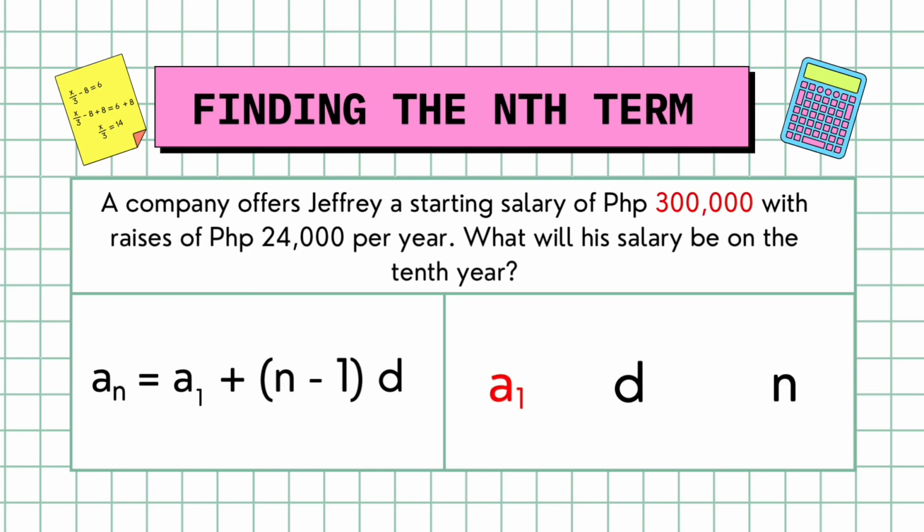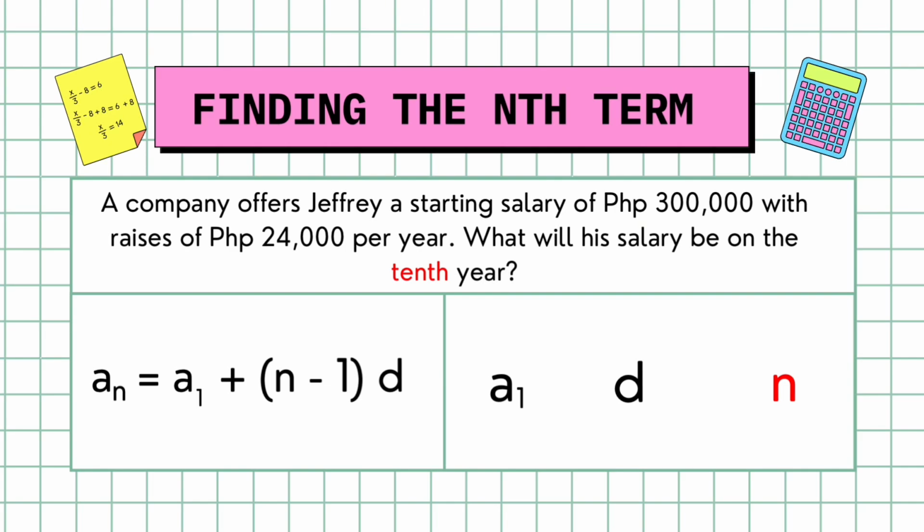This is the first term since we start with this salary, so it's 300,000. Next, what is easiest to find is our D. Now our D is 24,000 per year, since this is the rate of how much they raise his salary per year. So D is equal to 24,000, since they have 24,000 as a raise per year. Next we have our N, which is 10, since this will be the number that we will be looking for.